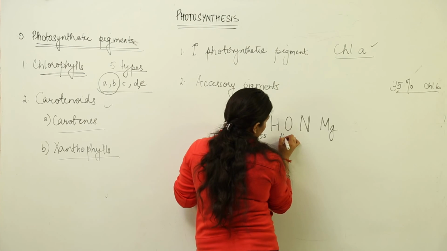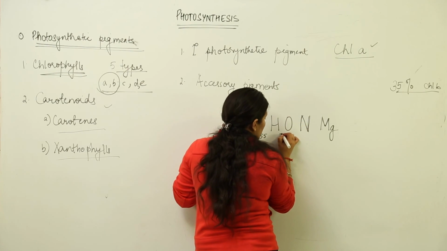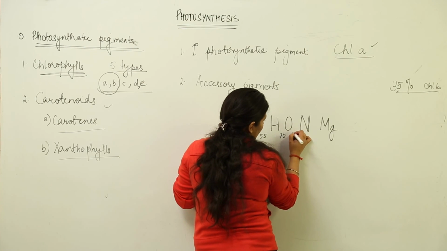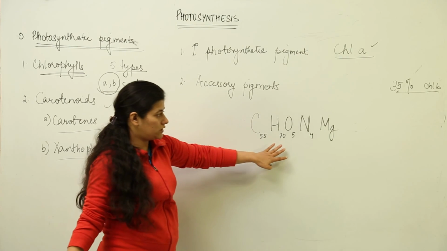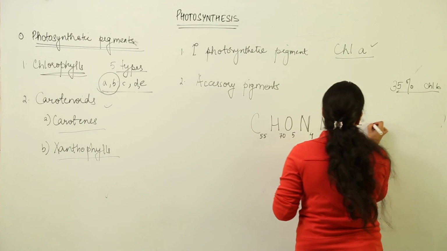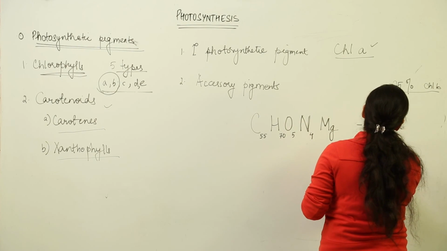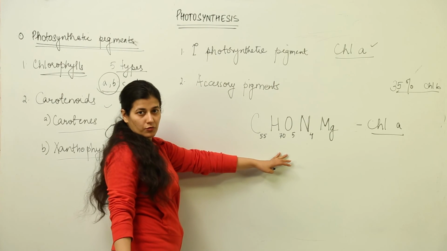Now, we have 55 atoms of carbon, then we have 72 hydrogen atoms. Oxygen is 5 and nitrogen is 4. This is the formula of chlorophyll A.